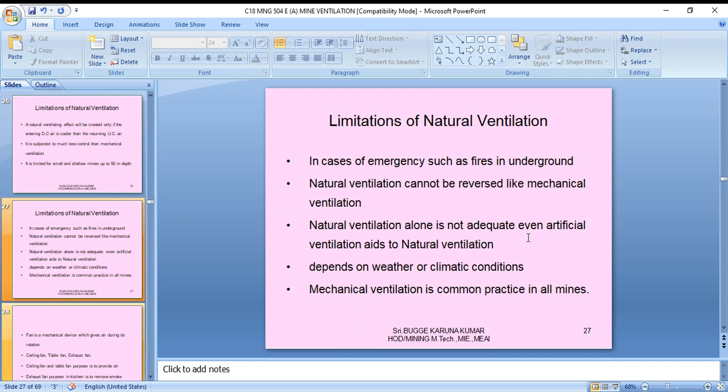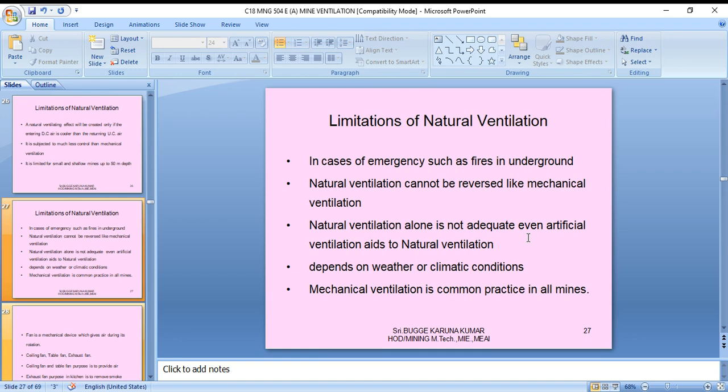In case of emergency, such as fires underground, natural ventilation cannot be reversed like mechanical ventilation. Natural ventilation alone is not adequate; artificial ventilation adds to natural ventilation. Depending on weather or climate conditions, mechanical ventilation is a common practice in all mines. Because of the above limitations, we are unable to depend purely on natural ventilation, but if you add mechanical ventilation, it is better. So most mines go for mechanical ventilation, that is, a fan ventilation system.